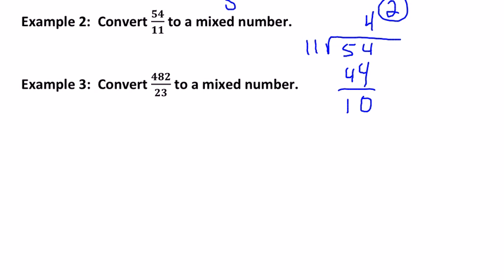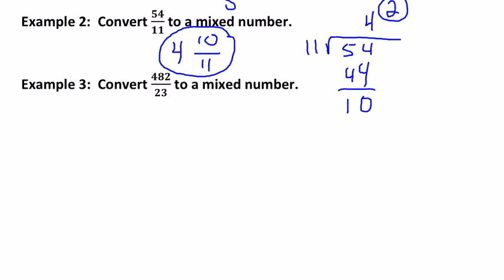And so the 4, remember, is your integer part. The remainder 10 is your numerator, and 11 is my denominator. So 54 over 11 equals 4 and 10 over 11.